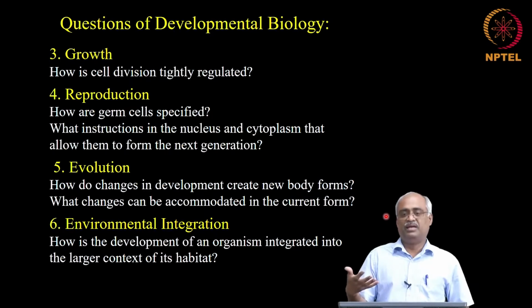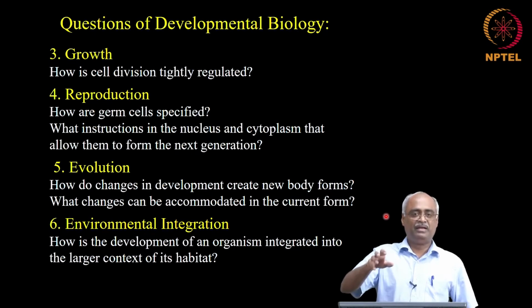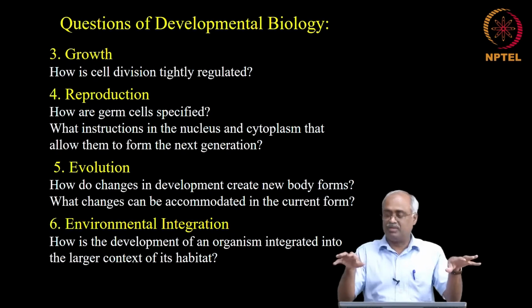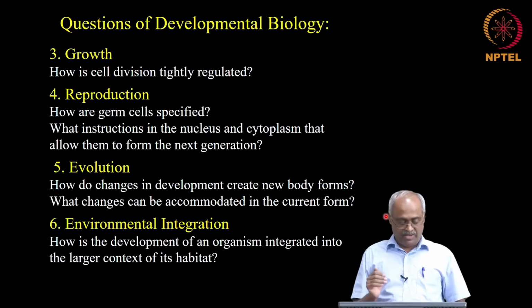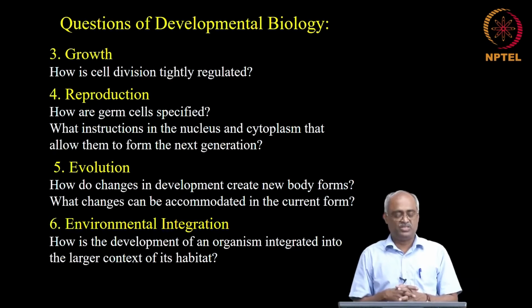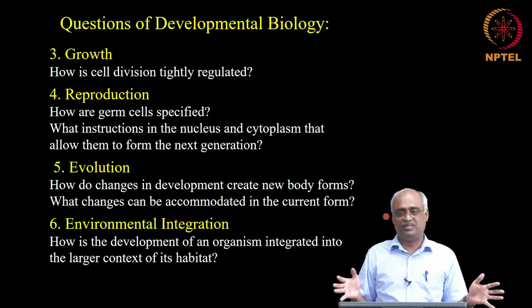Okay. Like for example, a succulent plant is better fit to live in a desert environment. Okay. So, you can't go and grow paddy there. So, the developmental plan of paddy or the developmental plan of a cactus is integrated into the environment, into the habitat where they grow. So, in that sense we need to look at the environmental aspect as well. So, these are the major questions in developmental biology. So, it pretty much touches all areas of biology.